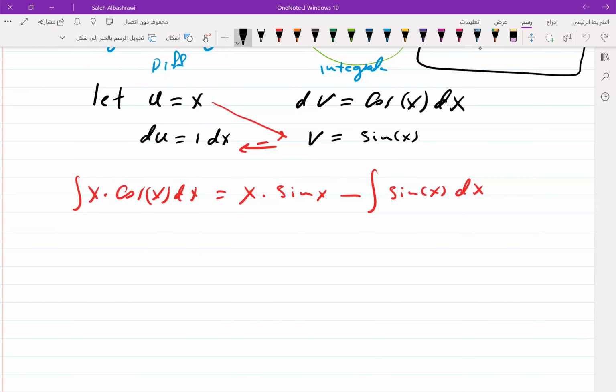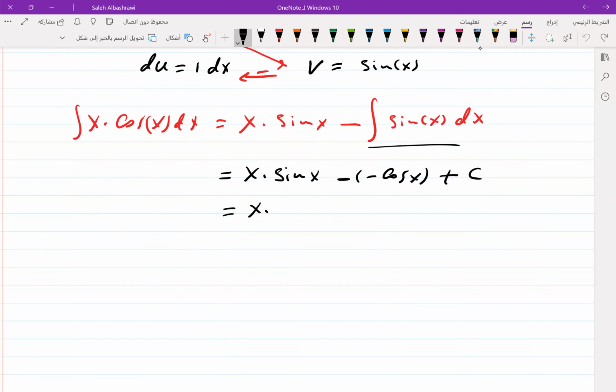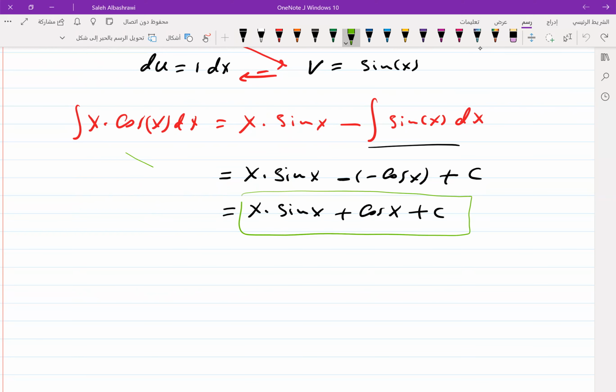Now, the integration of sine x is easy to find. So the integration will be x multiplied by sine x minus the integration of sine, which is minus cosine, plus constant c. Or I can just write it as x multiplied by sine x plus cosine x plus constant c. So this is the integration of x cosine x dx.